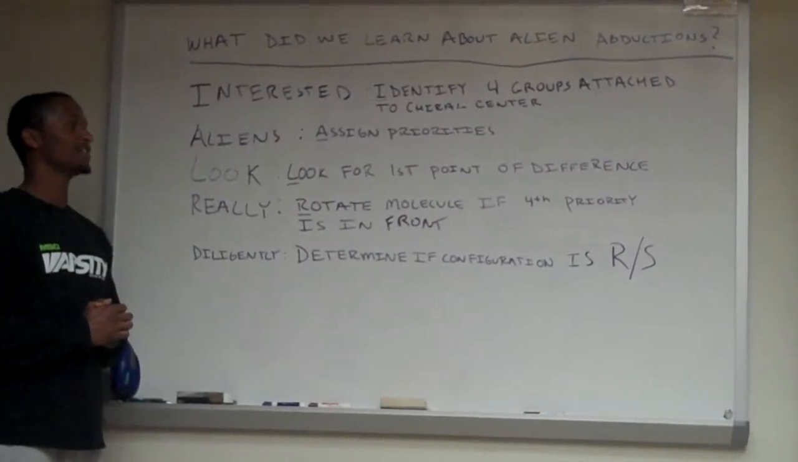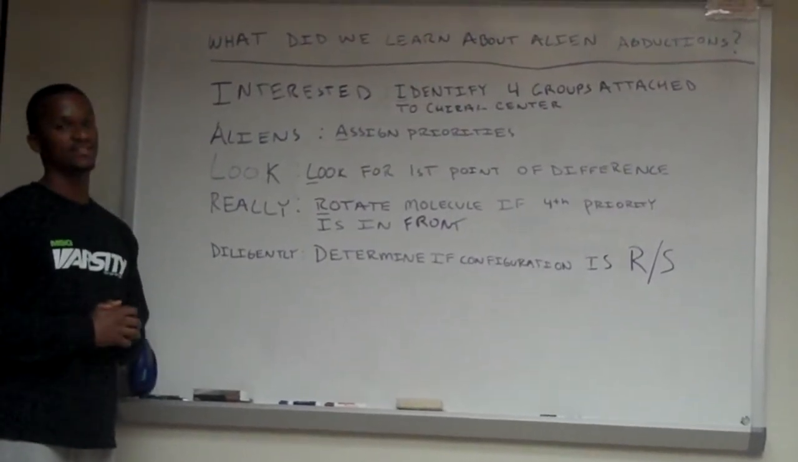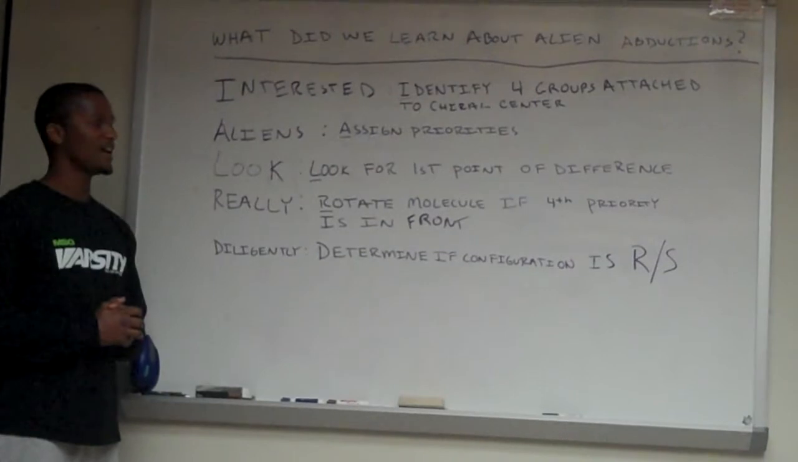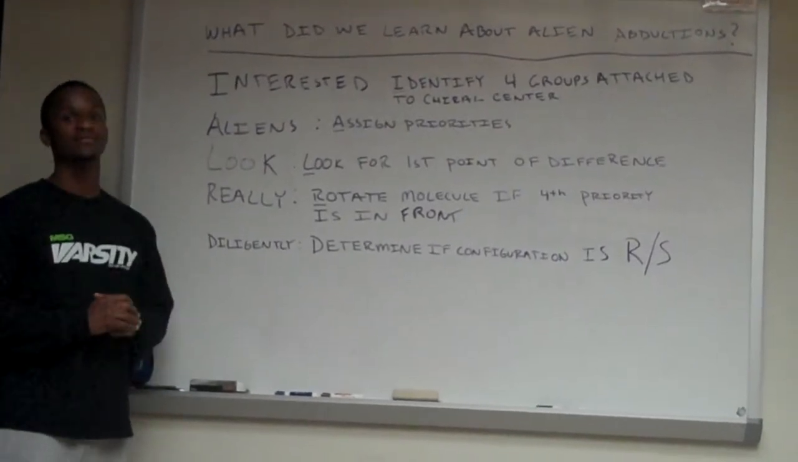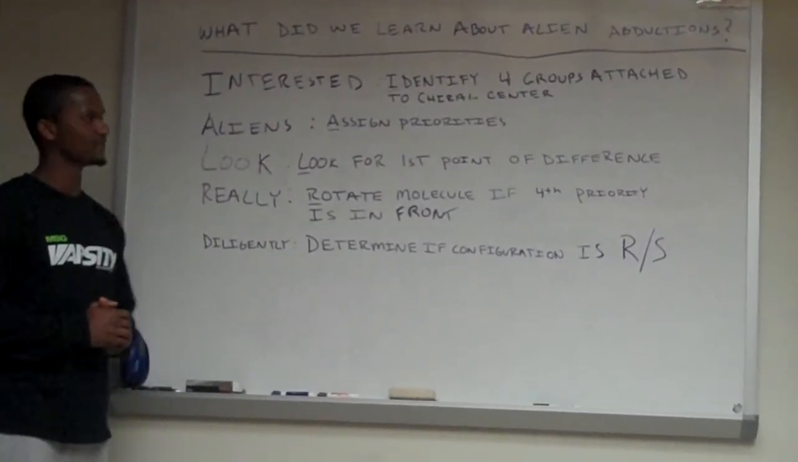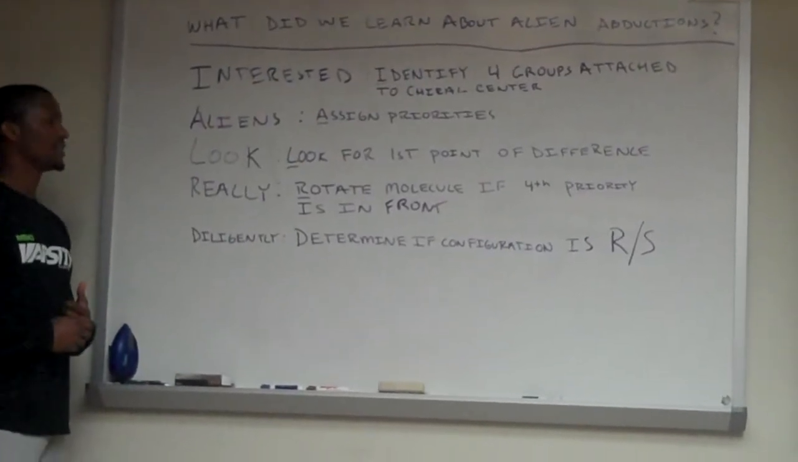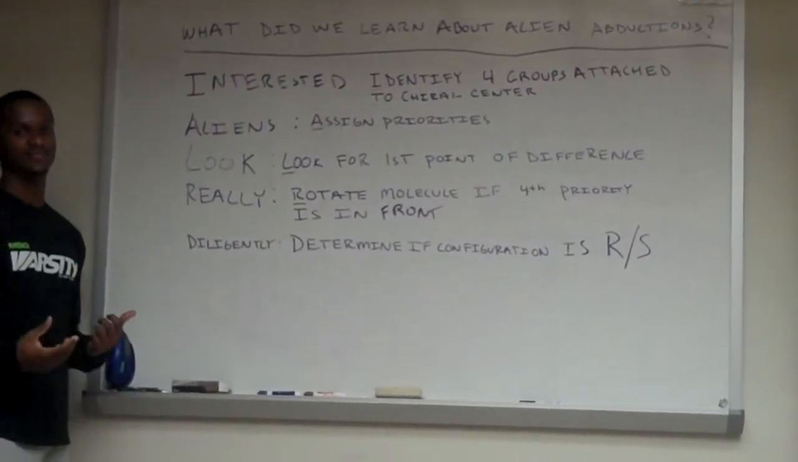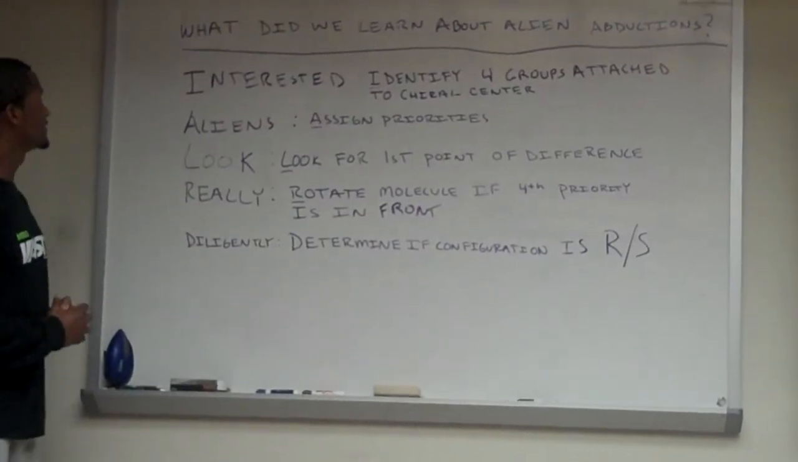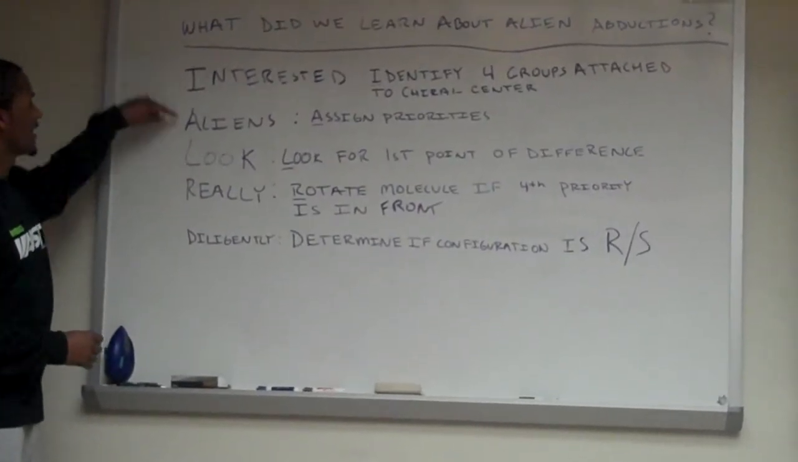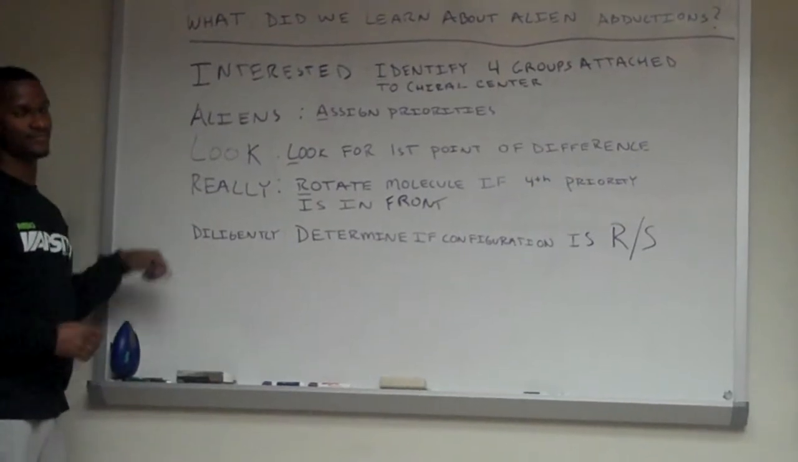R would be that the chiral center rotates clockwise. S would mean that the chiral center rotates counterclockwise. Okay? In order to find these configurations, we came up with a sentence, or an acronym. The sentence is, interested aliens look really diligent.